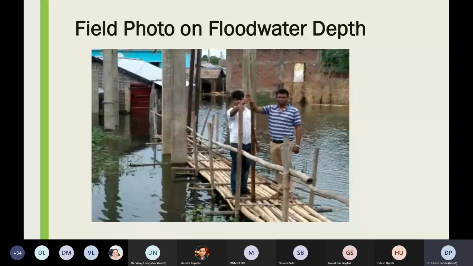After 1 month, actually, I went to get some data, because during the flood it's very difficult to access different areas, and there are transportation problems. Therefore, it is safe to conduct field work after 1 month. After 1 month, you will also find there are many areas which are still inundated.